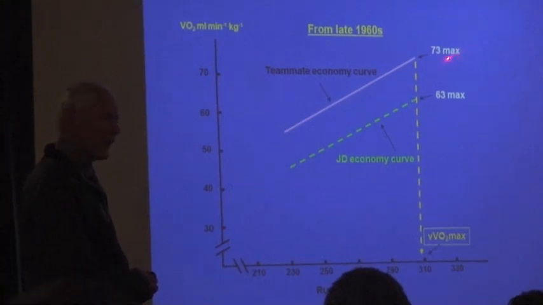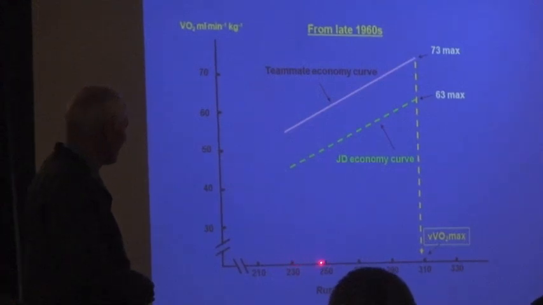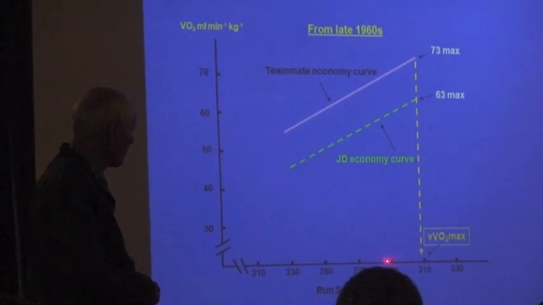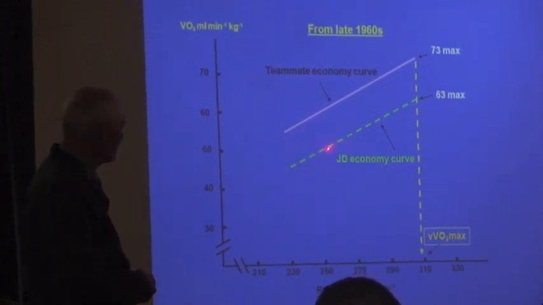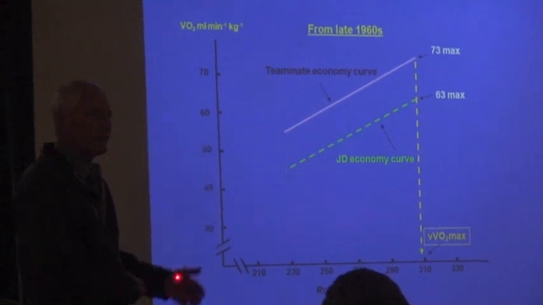So I brought him in the lab, and I measured him running at some sub-max speeds, like 230, that's a 7-minute pace. 268 is a 6-minute pace. 290 is about a 5:30 pace, and so on. We ran and measured oxygen consumption at these sub-max speeds, and this is what his economy curve looked like. He was terrible at economy. And my economy was way down here. Running at the same speed, I used about 10 or 15% less energy than he used.